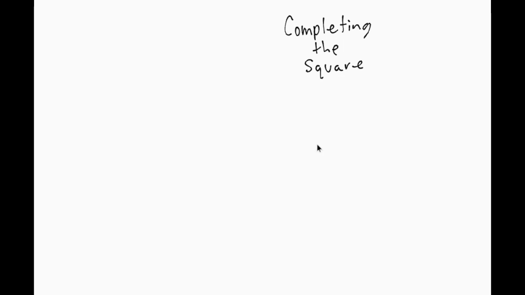We'll use completing the square to change a quadratic equation from standard form to vertex form. Our goal is to have y equals x minus a number in parentheses squared plus another number outside the parentheses.